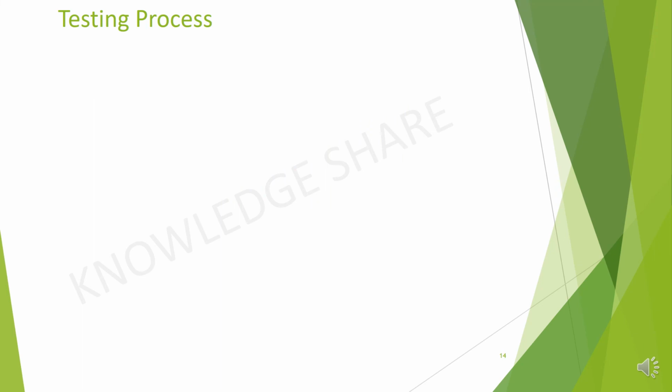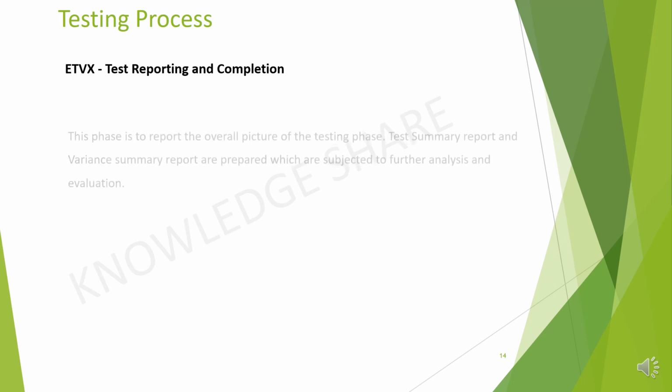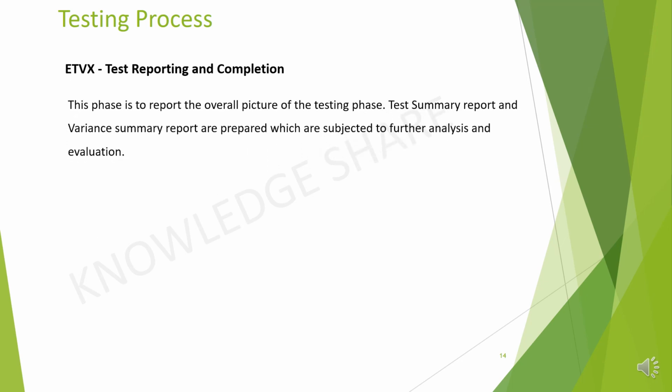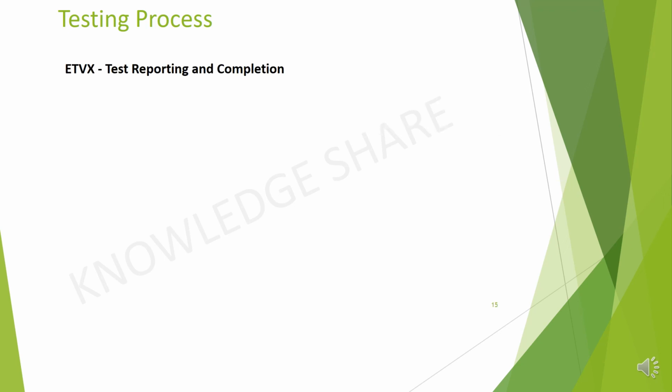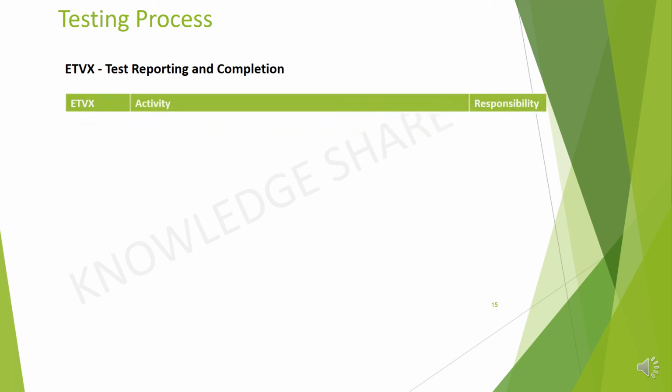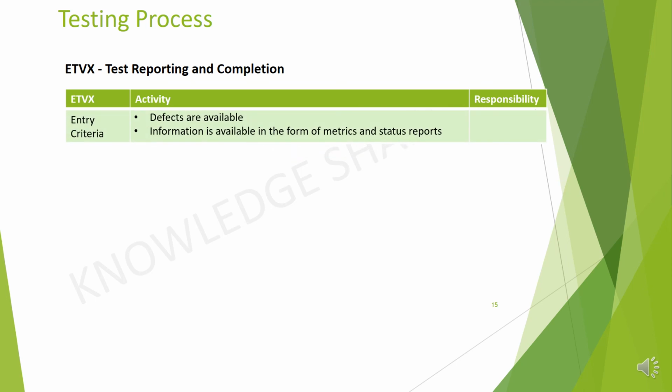Next question is define test report and completion using the ETVX model. This phase is to report the overall picture of the testing phase. Test summary report and variance summary report are prepared, which are subjected to further analysis and evaluation. Entry criteria for test report and completion: availability of defect details and availability of metrics and status reports.